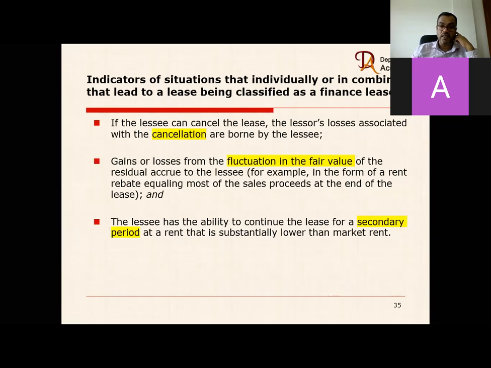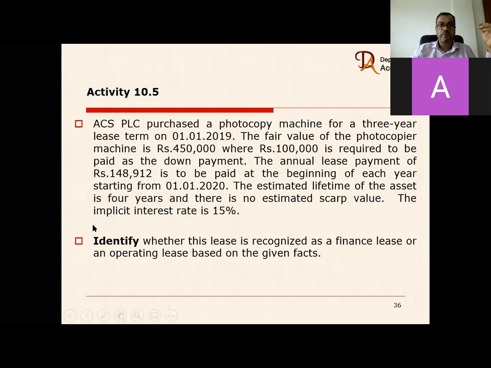Last point is the lessee has the ability to continue the lease for a secondary period. The lessee is given the permission. You lease an asset, but you can sublet. You can give it to someone else to use for their own purposes. You buy a machine, sublet to someone else. Therefore, it is going to be a finance lease.